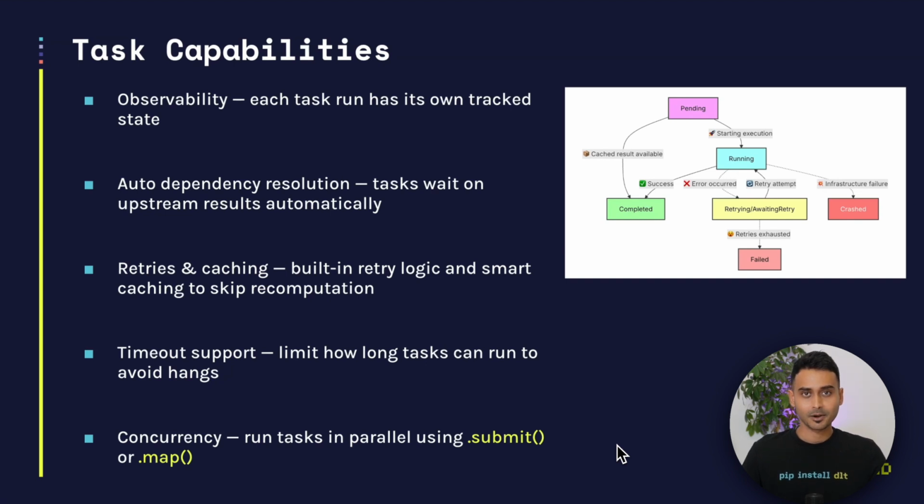Let's take a look at some of the task capabilities. Similarly to flows, it tracks execution state. The graph above me represents a single invocation of a task run, and each task run has its own state lifecycle. It also has auto-dependency resolution. Each task waits for its upstream result automatically. Similarly to flows, task has built-in retries, timeout, and caching to skip recomputation to save time and resources. And lastly, Prefect offers different methods to run tasks concurrently to optimize your data workflows.